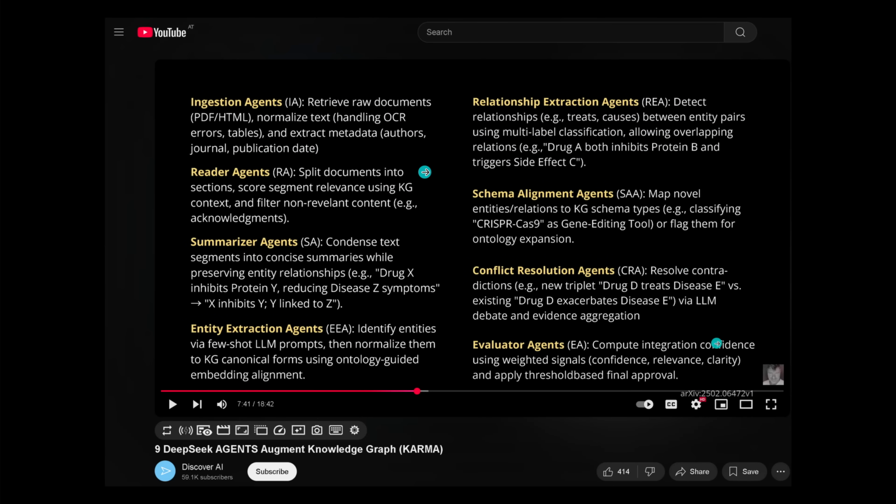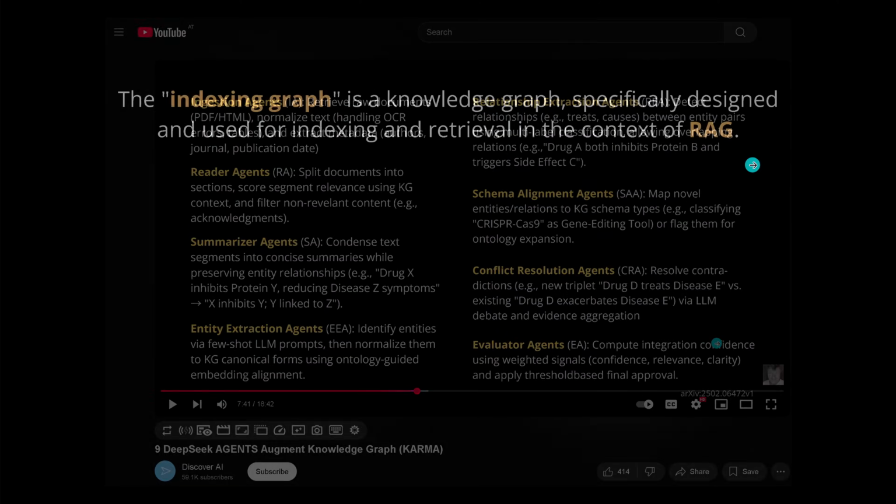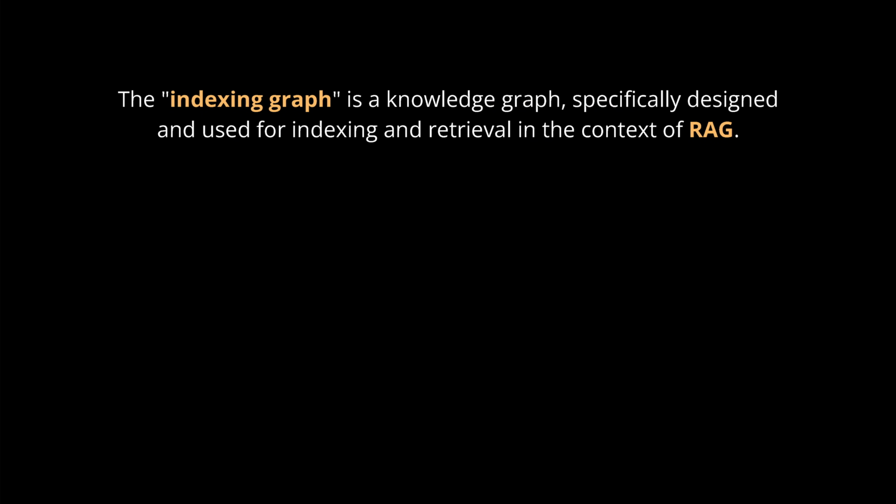Now you remember we have seen a similar structure, in my video about 9 DeepSeek agents that augmented build up a knowledge graph. And yes, of course, this is also a knowledge graph. So we also have a summarization agent, an entity extraction agent, a relationship extraction agent, even multiple if we have multiple specialized domains. We have a schema alignment agent because we have new knowledge that should fit into an already built knowledge graph. We have a conflict resolution agent or multiple. We have evaluator agents. So you are familiar with this. Of course, it's a knowledge graph.